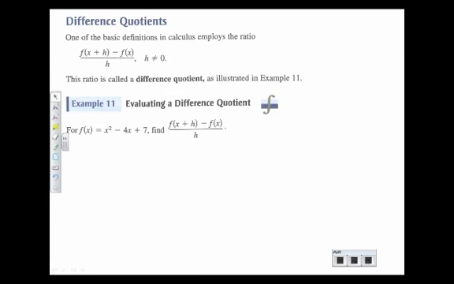And here we go. Difference quotients. This is our last example of the basic definitions. f of x plus h minus f of x, over h. That is your difference quotient. All right? So for f of x equals x squared minus 4x plus 7, let's find the difference quotient.